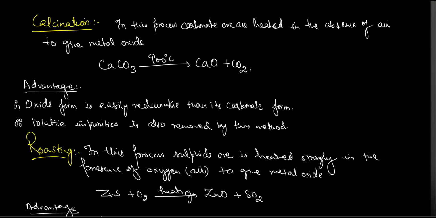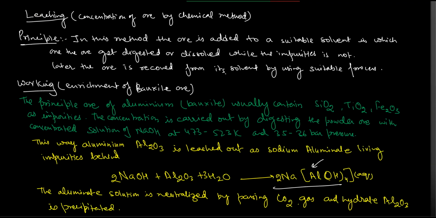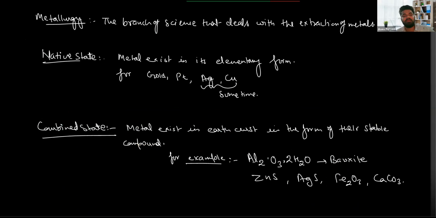We studied in the process that there are different types of ores. First of all, the process of extraction of metal is called metallurgy, that we have studied in the previous classes. Moreover, we have studied that there are some metals that exist in native and combined state.